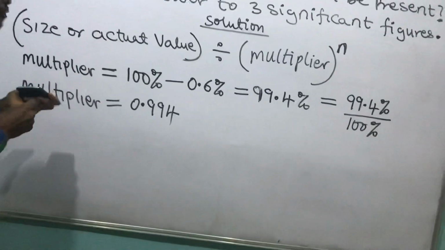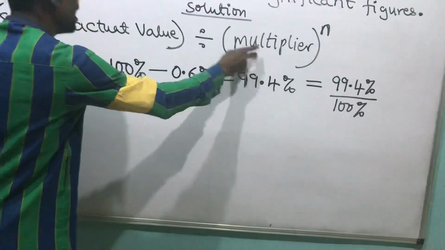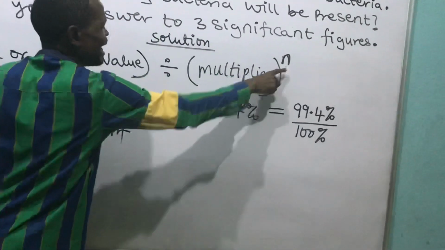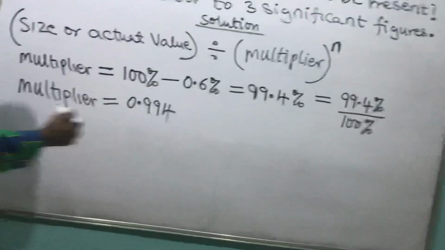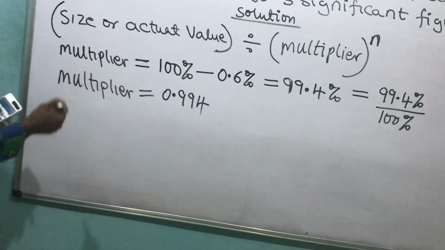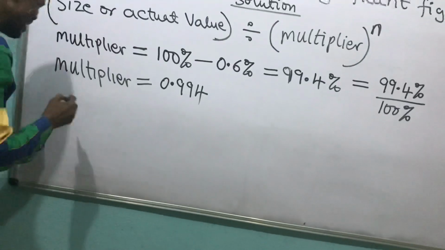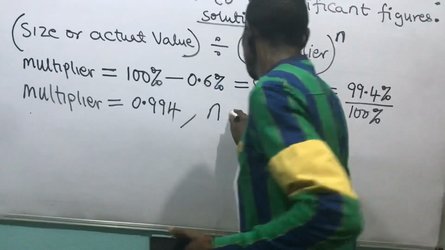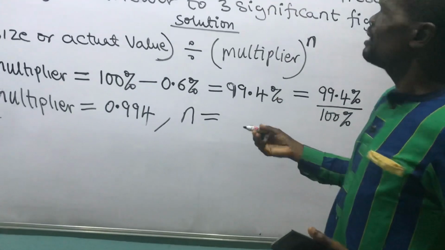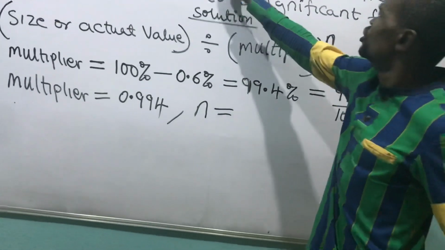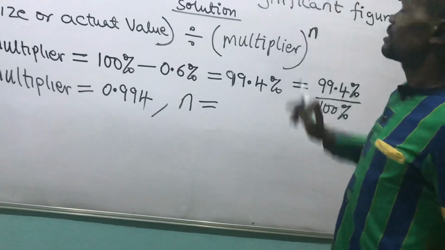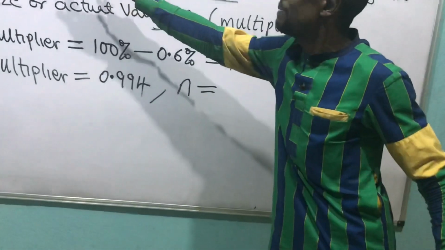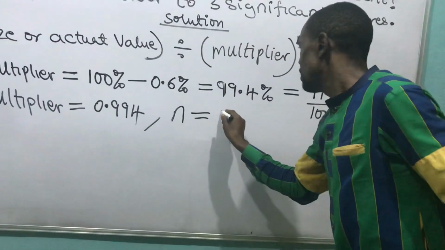Then now, I have gotten my multiplier, I have gotten my actual value, which is 5,000. Then what is my n? N is the time, the duration of the increase in the rate. My n is equal to the duration of increase. At 12 noon it is 5,000. Then he now moved from 12 noon to 3 p.m. Then let me see the time. 3 p.m.